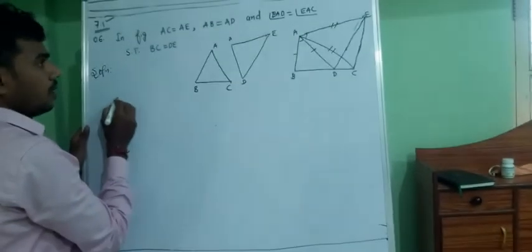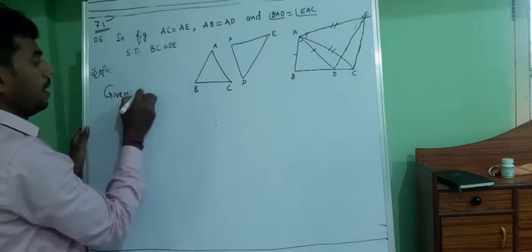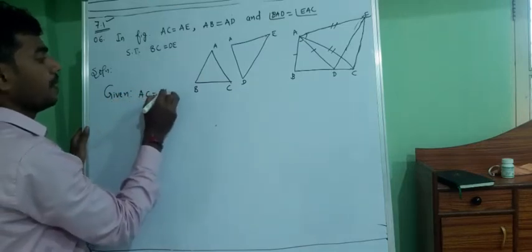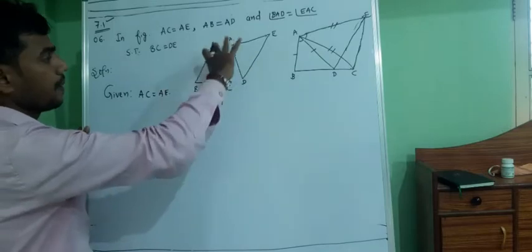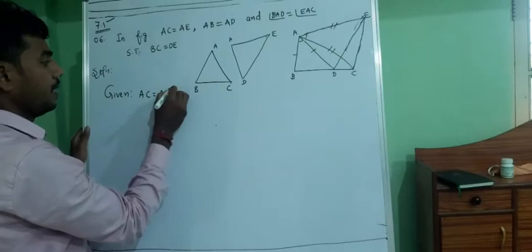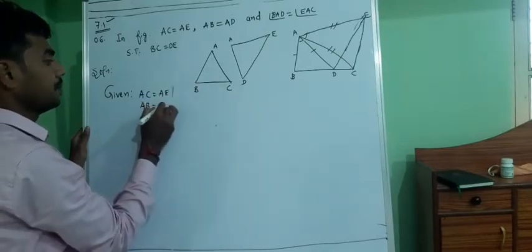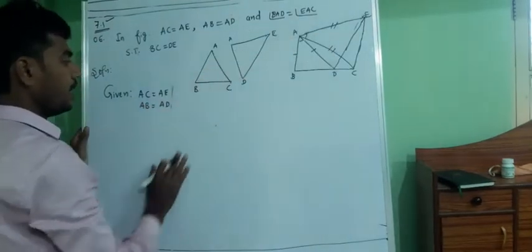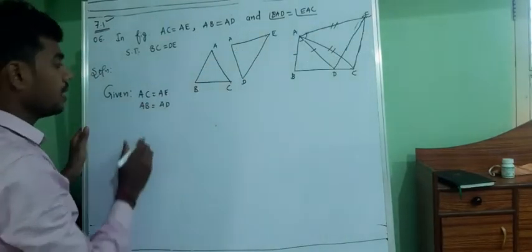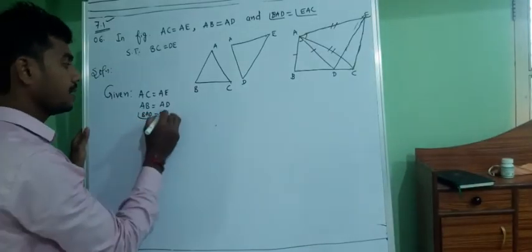Now, before that, what is given to us? AC is equal to AE. It is given. And AB is equal to AD. It is also given. And one more thing, what they have given? Angle BAD is equal to angle EAC.